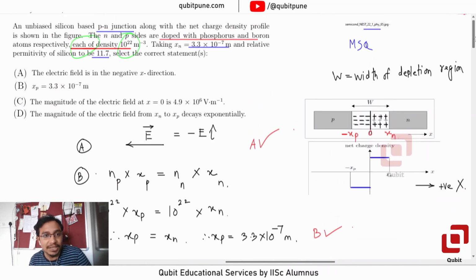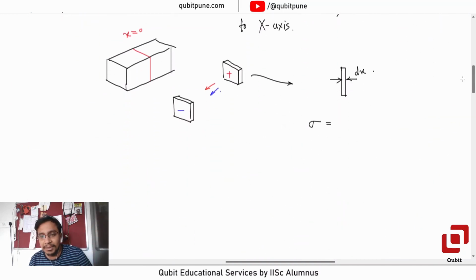What is the volume charge density? Density is 10 raised to 22, and each will contribute one hole or one electron, so that is n. But this is only the number. If we multiply it by the charge, then we will get the total charge, Ne. But this is per unit volume. We want it per unit area, so this must be multiplied by dx.